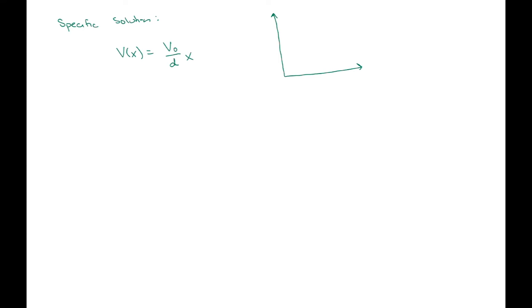Okay, so if I have the origin at the leftmost plate here in the x direction, which is what I've already assumed, then my voltage is going to increase like this. And of course, the electric field is given by the negative gradient of this. Okay, so that is going to be equal to negative the derivative in the x direction of V, which is equal to negative V naught over D. And that tells me that I've got a constant electric field in between the plates.